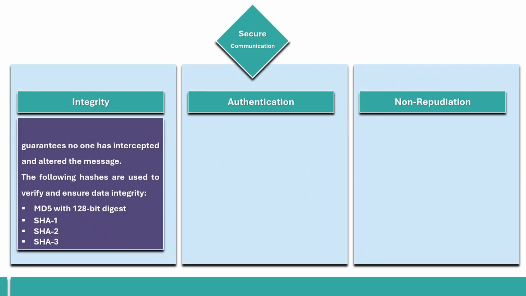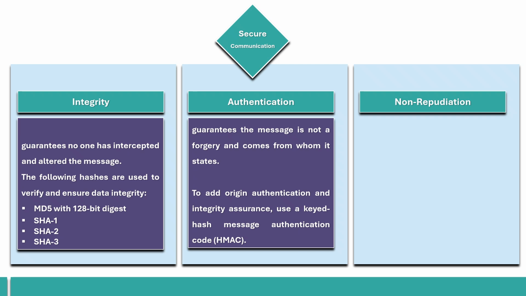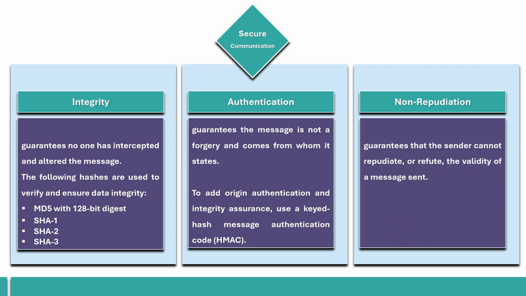Integrity guarantees that no one has intercepted and changed the message while in transmission. This is performed by hashing. Authentication guarantees that the message is not a forgery and comes from whom it states. Non-repudiation guarantees that the sender cannot repudiate or refuse the validity of the message sent.